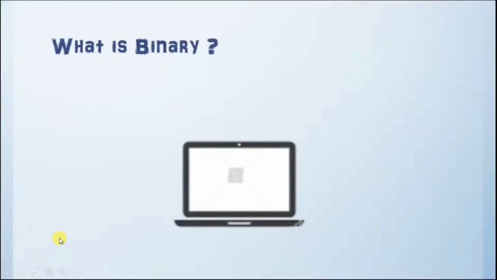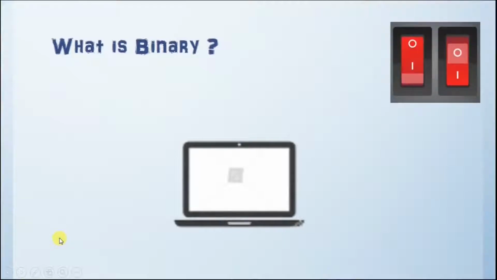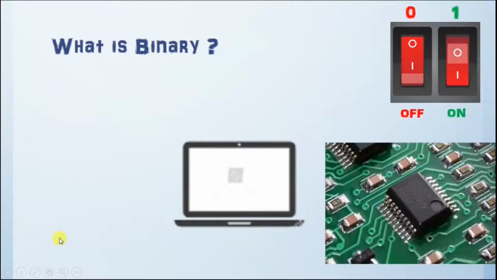Now, if we ever look at a switch button, it only has 2 options, 1 and 0. 1 means on and 0 means off. As we know that computers use electricity to work, so each computer has a number of circuits inside on chip known as microchip, which you can see on the screen, which is green in color.